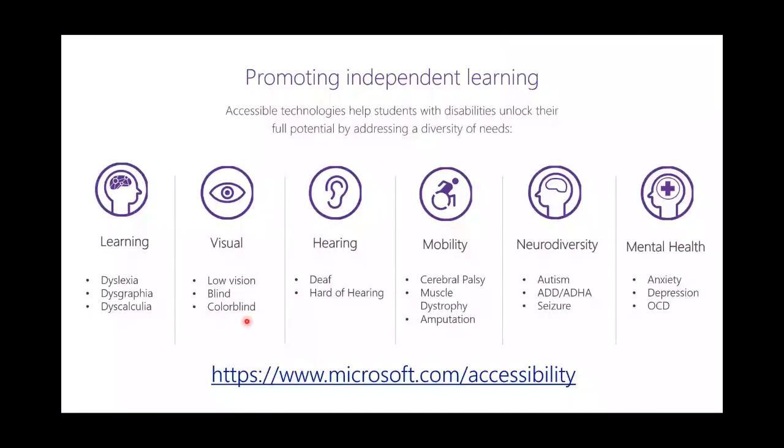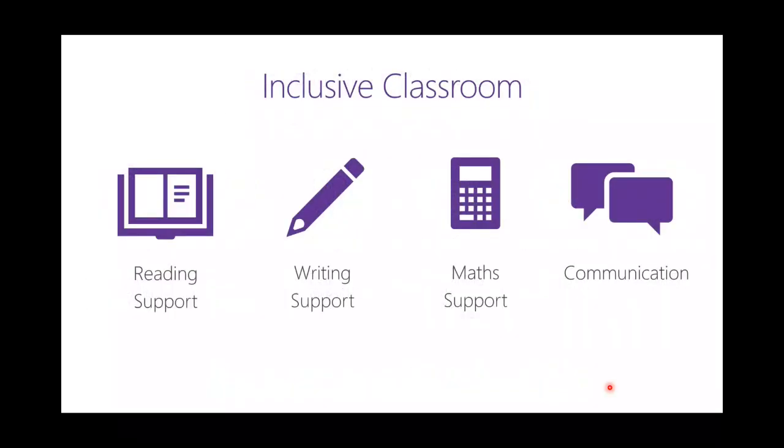There are accessibility features for all of the different needs that people have through learning differences, visual, hearing, mobility, neurodiversity and mental health. If you go to microsoft.com/accessibility, you'll be able to find lots more information than we can get through in the next half hour. We are particularly focused today on the classroom. So I'm going to show you a few things that can help with reading, writing, maths and general communication. I'm showing a PowerPoint presentation now, but I will be able to flick through to a live demonstration via the web, and also I'll be showing a couple of things in OneNote.